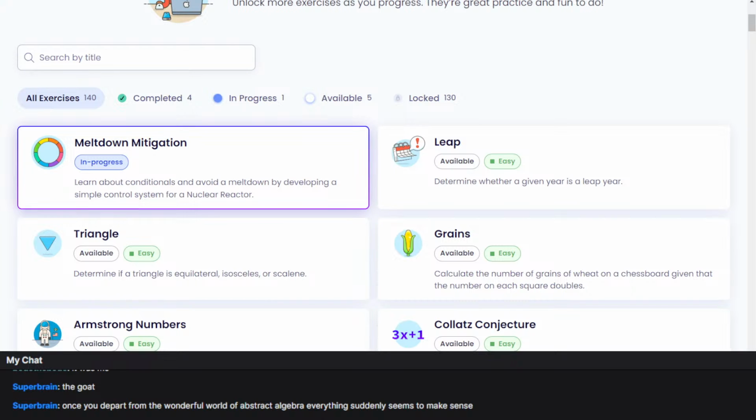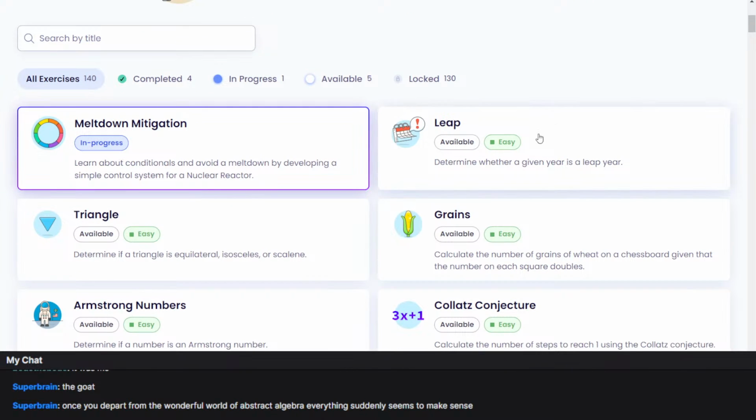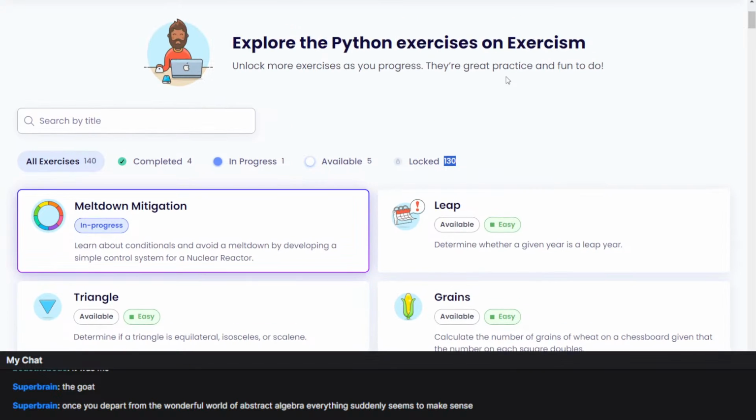Okay. Once you depart from the wonderful world of abstract algebra, everything suddenly seems to make sense. Superbrain says once you depart from the wonderful world of abstract algebra, everything suddenly seems to make sense. Yeah. Therefore, we should abolish abstract algebra. Yes. And I'm sure every person who does math would agree with me. Especially in this category. We'll start a revolution.